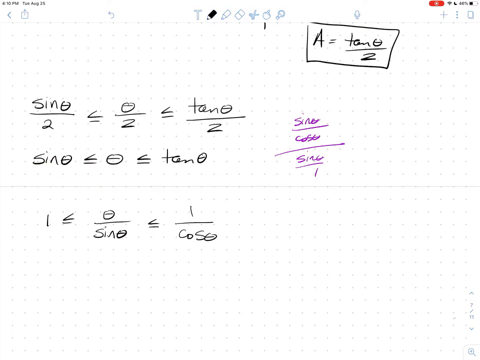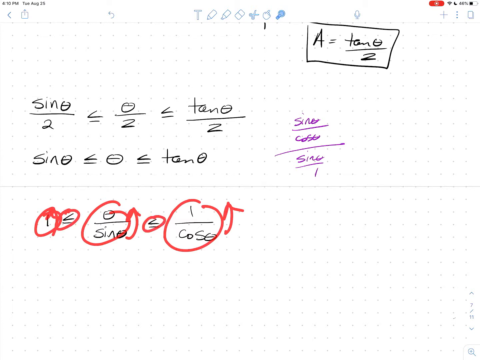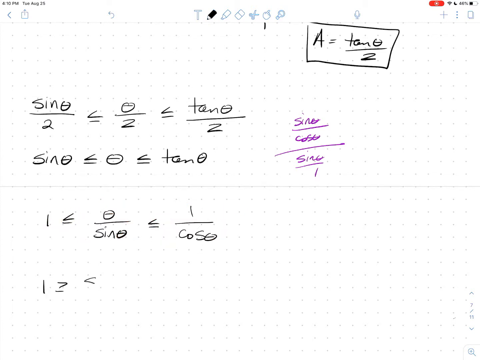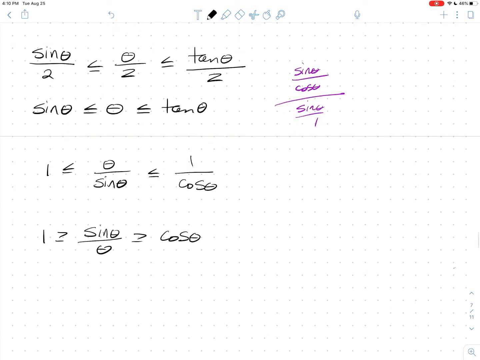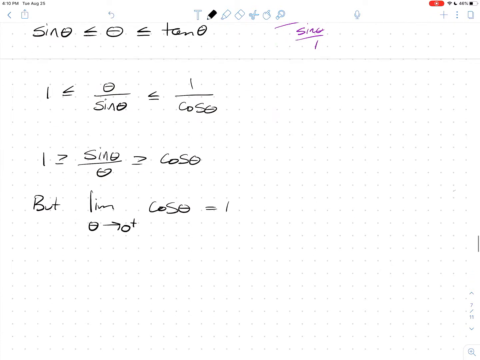And now I'm going to take the reciprocal of each of these. I can flip these, and when I do, I change the inequality. And so the point is I can conclude that 1 is greater than or equal to sine theta over theta, which is greater than or equal to cosine theta. And now let's make the observation that the limit as theta goes to 0, I do need to say from the right, of cosine theta is just 1. Cosine of 0 is 1. And so, look, this is going to 1, and this is 1.